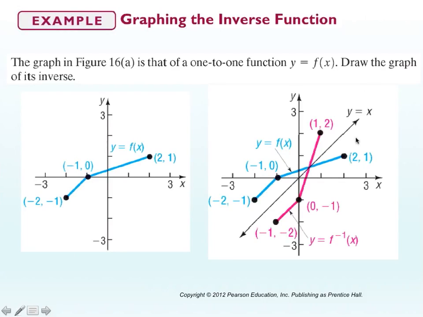And if we take a look, we have the line y equals x drawn here as well. You'll notice that anywhere that the blue line crosses the line y equals x, the pink line is going to cross in the exact same place. This should always happen. And then you should also notice that if we take, for instance, this part of the blue line and we flip it across the y equals x line, we end up with this piece over here. And then if we do the same thing with this blue piece right here, we end up with this pink piece right here.